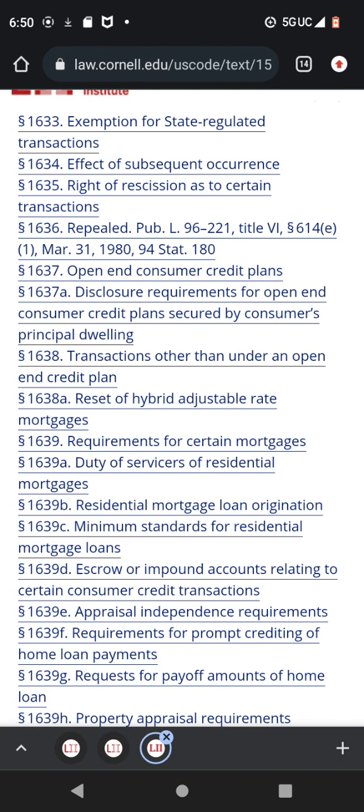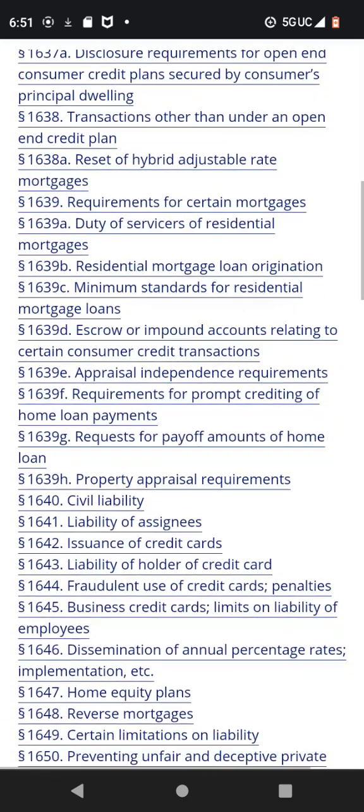Like I said, I still have things that I'm working on. Transactions other than under open end credit, because you guys know we deal with open end credit. We also deal with closed end credit. So your open end consumer credit plans, I've already gone through what that is going to be. I've already gone through your closed end. Your closed end is going to be loans, and it's going to be dealing with your car, credit cards, bills, all that.